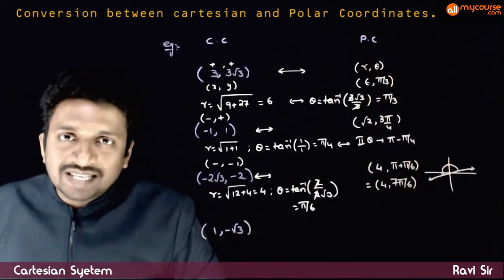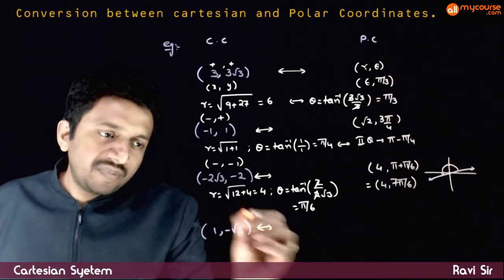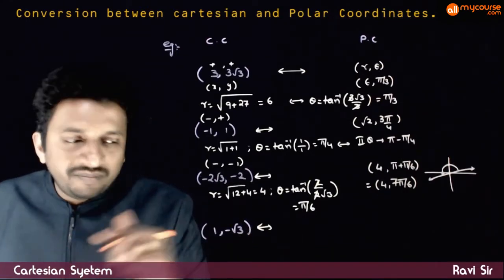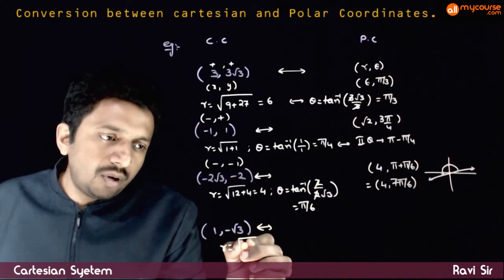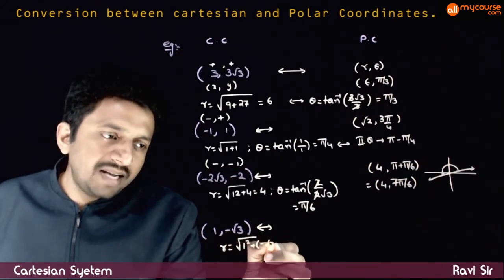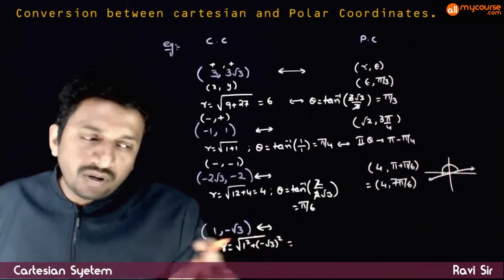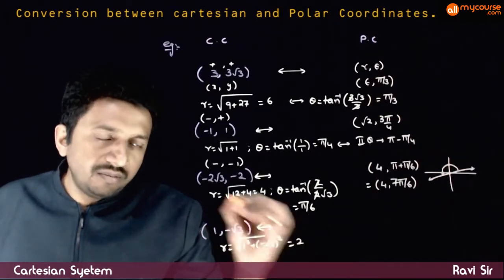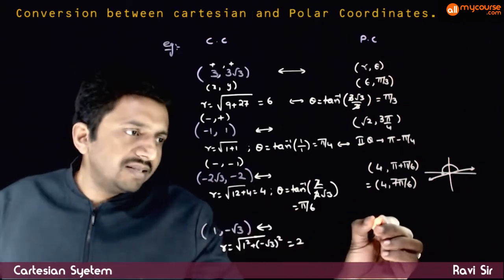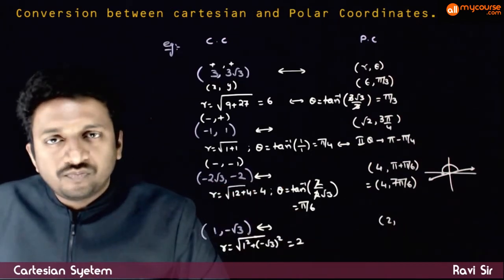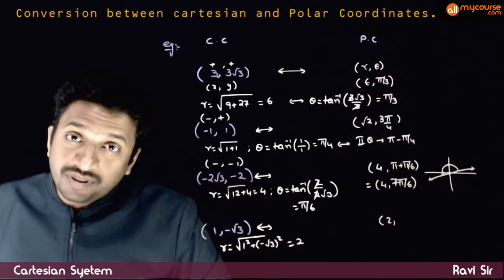Next, let us go to the last example. So 1 comma minus root 3. So r is again equal to root of 1 square plus minus root 3 whole square. 1 plus 3 is equal to 4. Root 4 is equal to 2. So r is equal to 2. Now, let's go for theta.